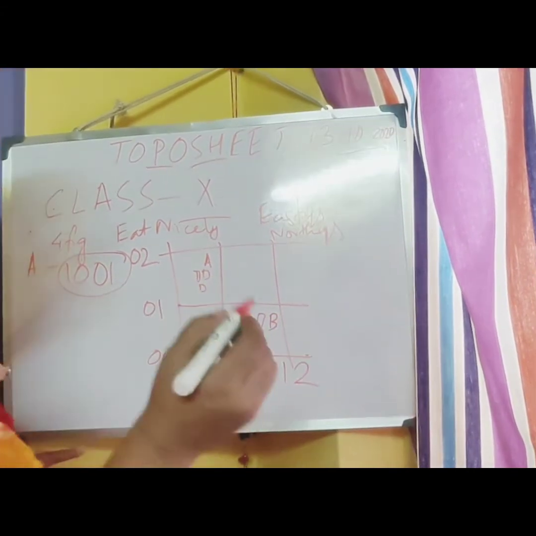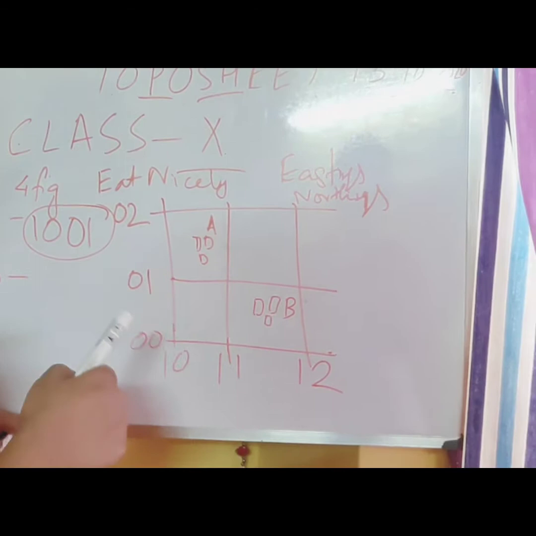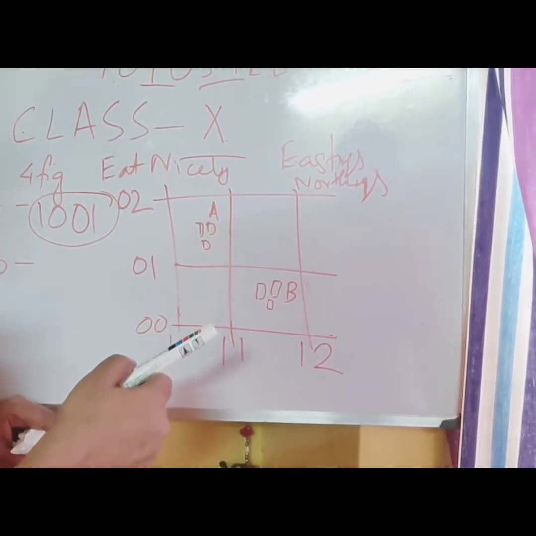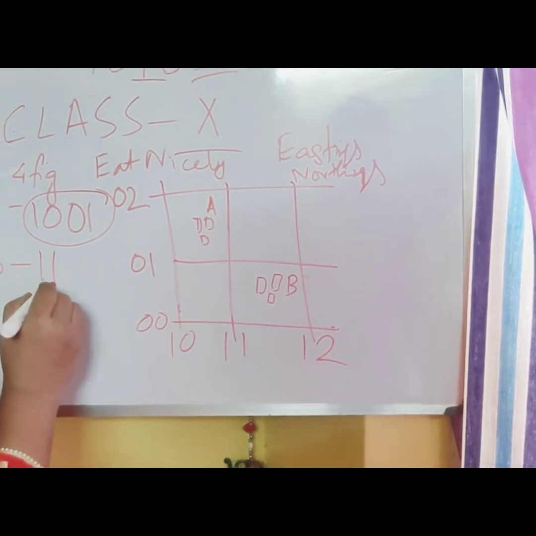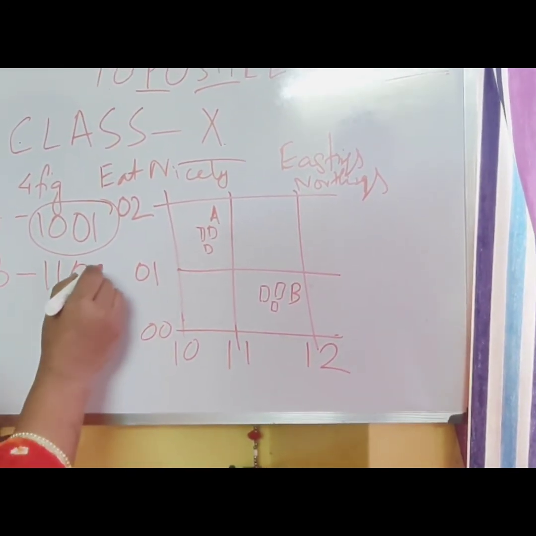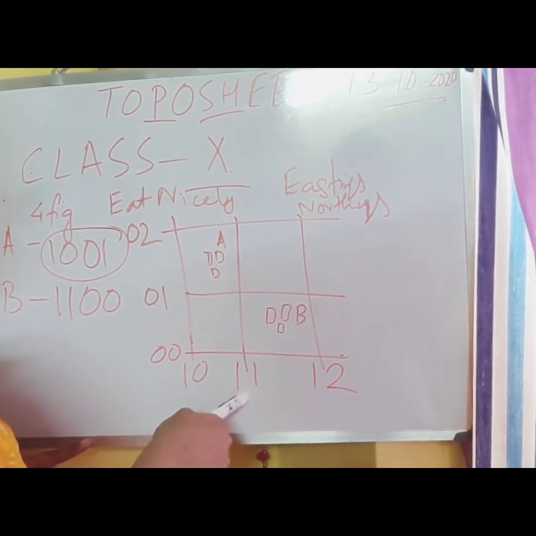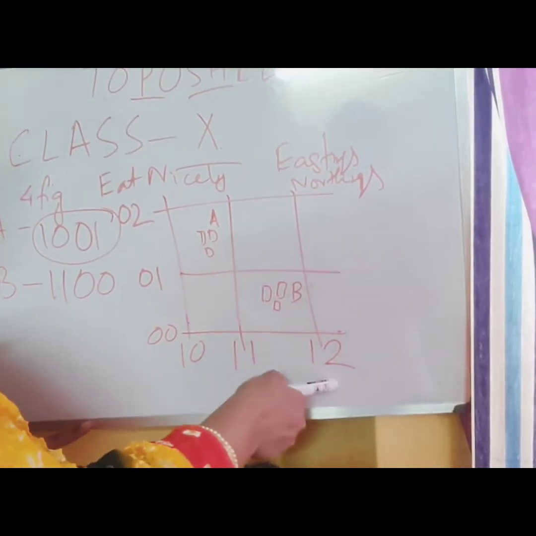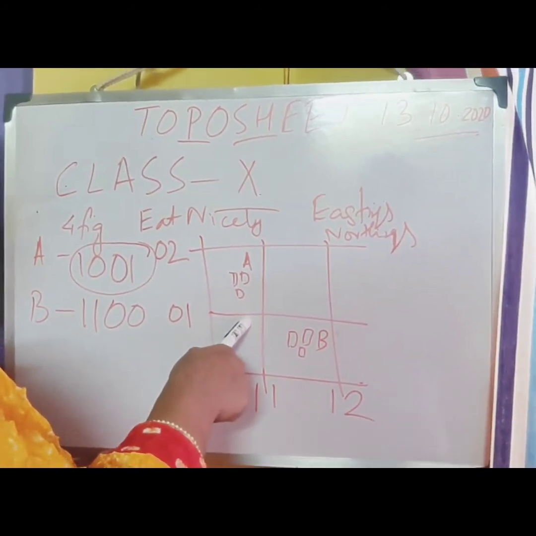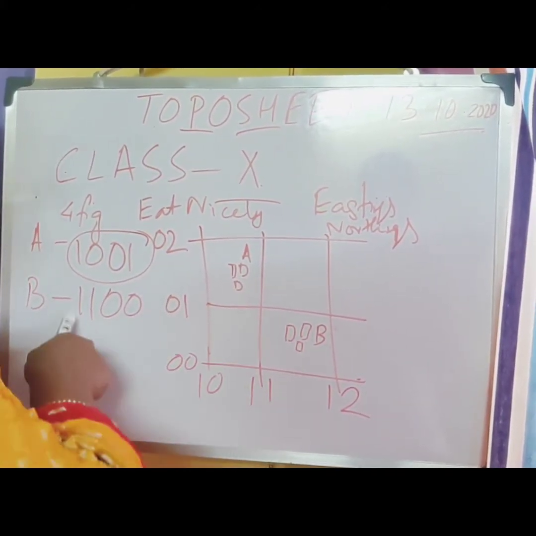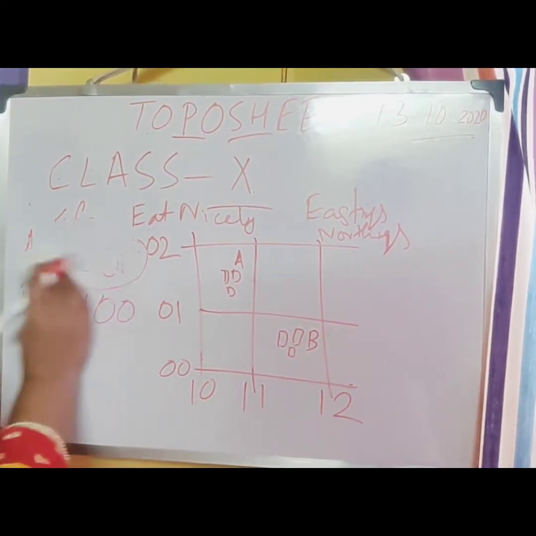Okay. Another example I can tell you, this is a village B. You can get a question, give the 4-figure grid reference of the village B. So for the village B, what will be the eastings? Eastings value is 11. What will be the northing? Northing will be 00. Because it has crossed 11, it has not touched 12, and it has crossed 00, it has not touched 01. So the settlement B is 1100. This is the 4-figure grid reference.